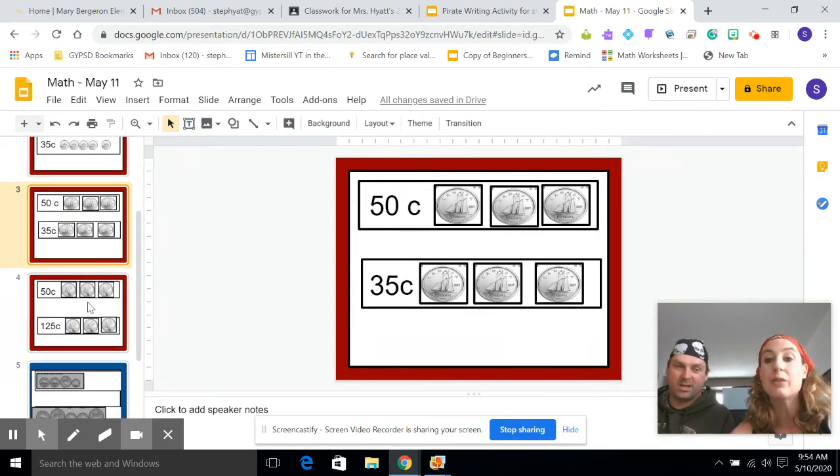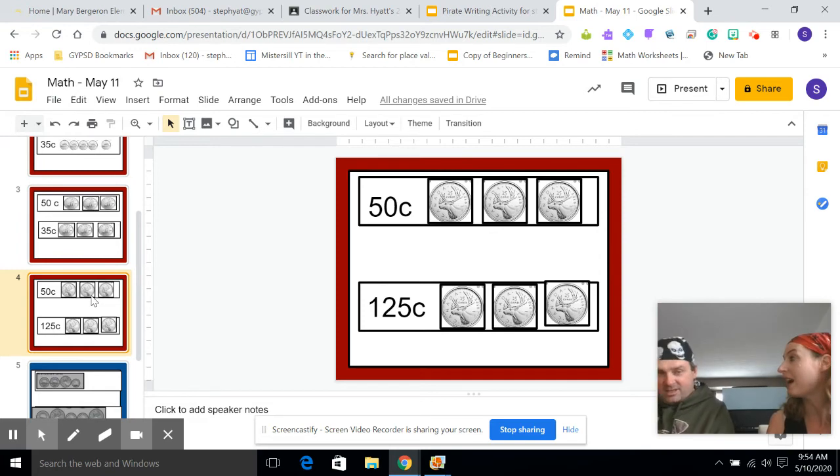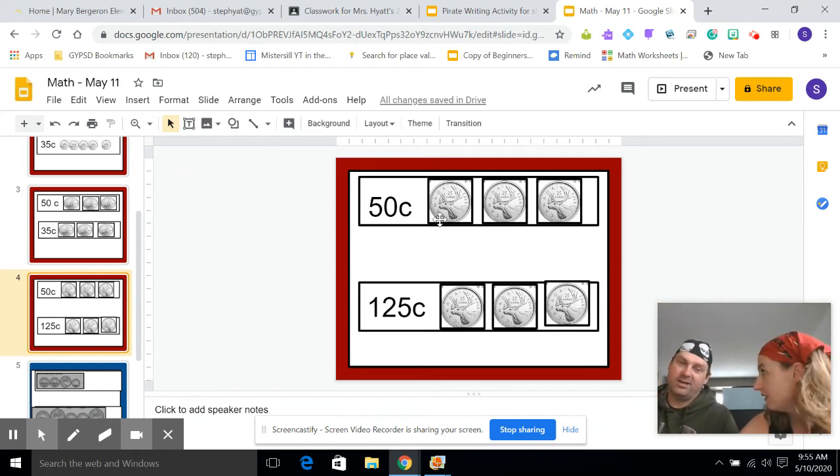Now we're going to go into quarter land. The kids have been practicing counting by 25s a lot. If you start at 50 and you add a quarter, it's going to be 75. Then 100, which is $1. And then $1.25, or 125 cents. What about from 125 cents? 150, 175, $2. $2 or 200, right? Yes.